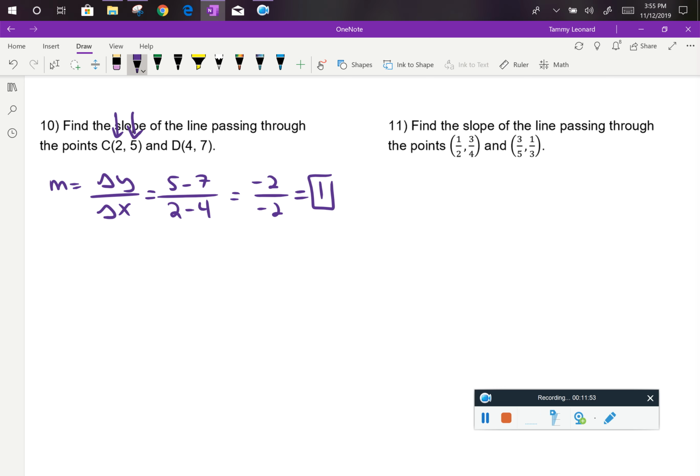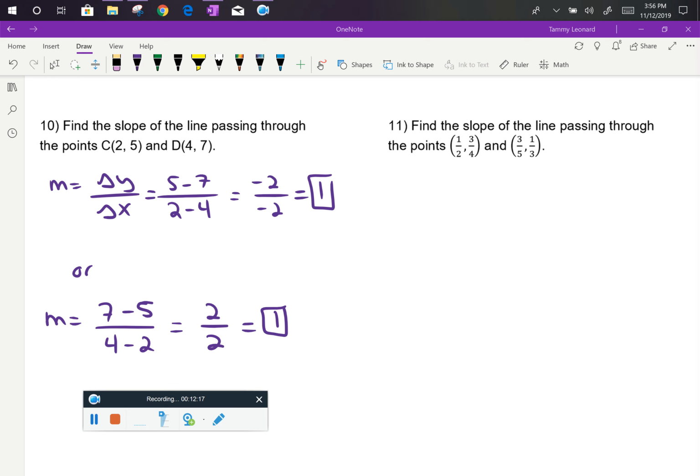If I'd done the problem in reverse, and I chose to start here, I could say that my slope is 7 minus 5 divided by 4 minus 2. Notice that gives me a positive 2 divided by a positive 2, which still simplifies to be 1 in the end. So it doesn't matter which order we choose to tackle this slope formula.